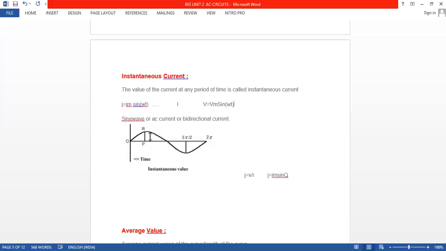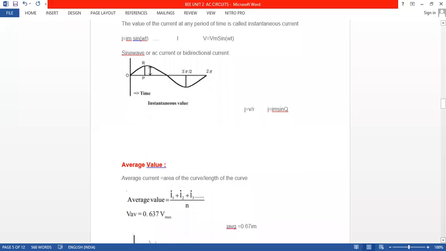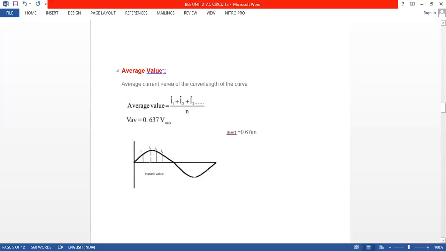So draw the graph of AC current. You write I is equal to Im sin omega t, and for voltage V is equal to Vm sin omega t. A few textbooks explain with voltage, a few explain with current. We follow with the current. After this instantaneous current, we are supposed to take the most important current. The next current is the average value or average current. In the examination, if they ask you average value, the name is actually average current or voltage.